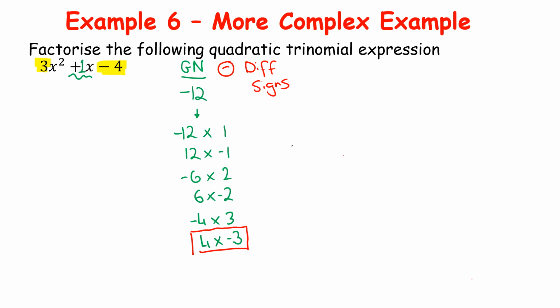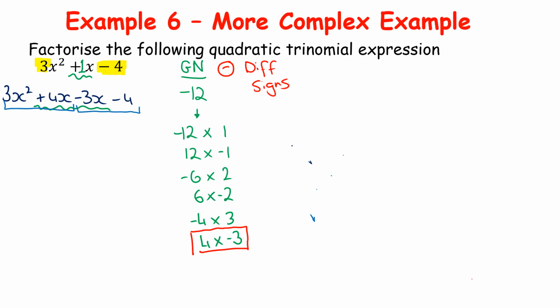So we're going to replace, so we have 3x squared plus 4x minus 3x minus 4. Double check, and this is where the double check is so important. 4x minus 3x, does that give me x? Yep, we're good. And now we're going to do our grouping.